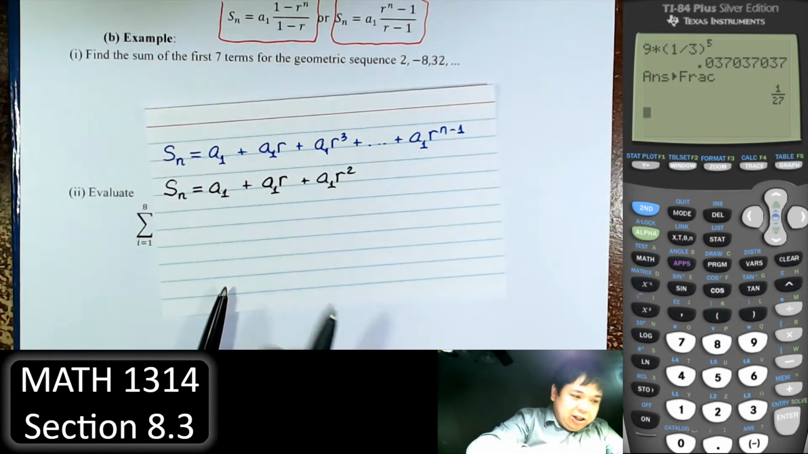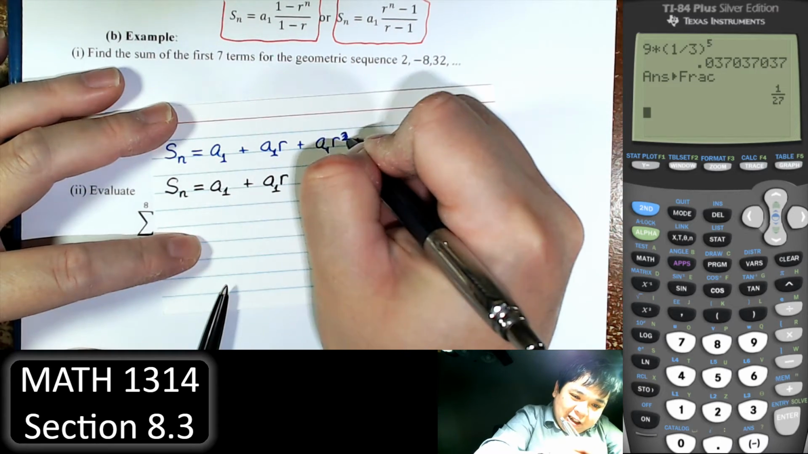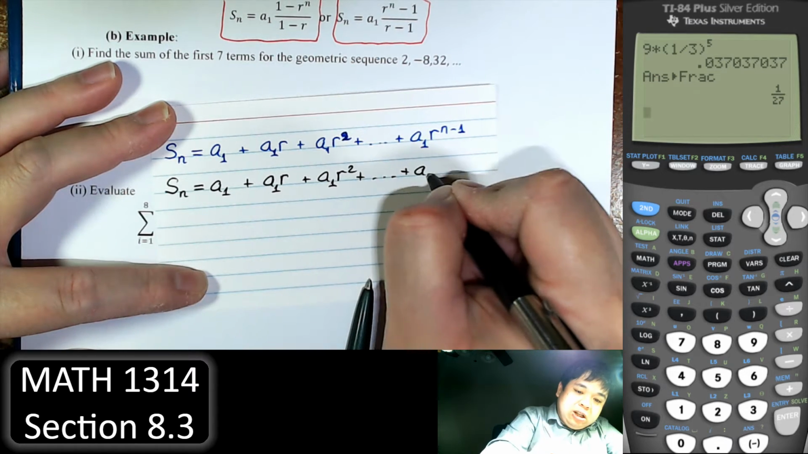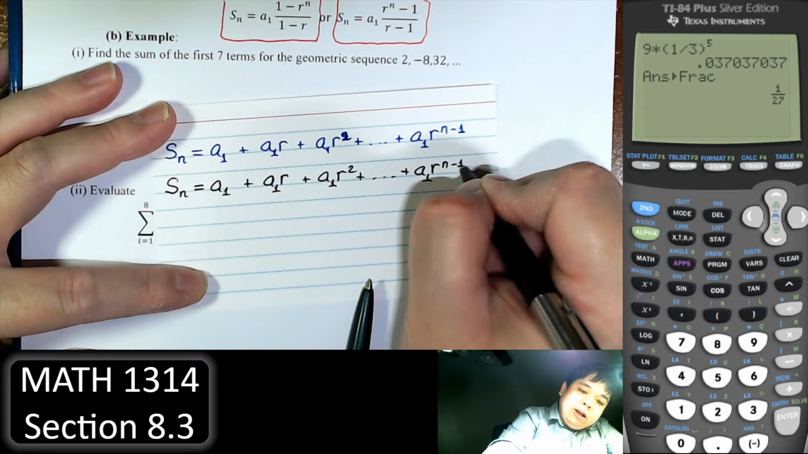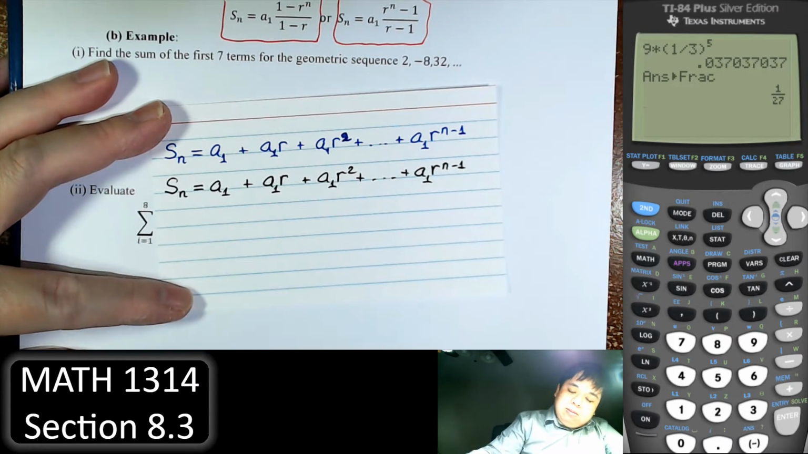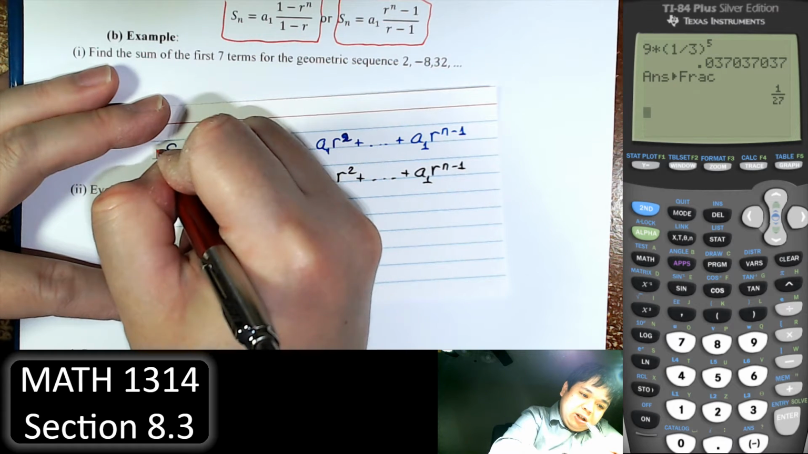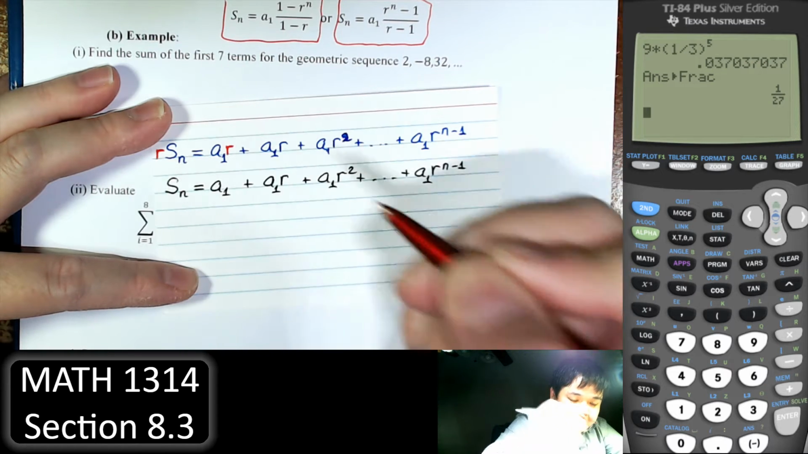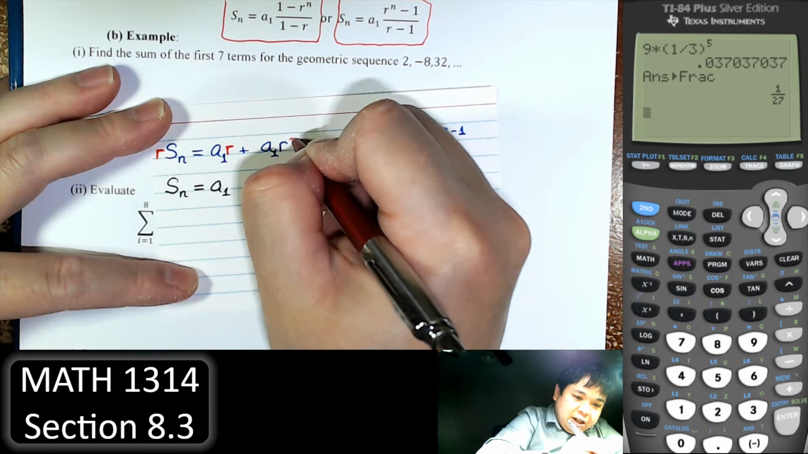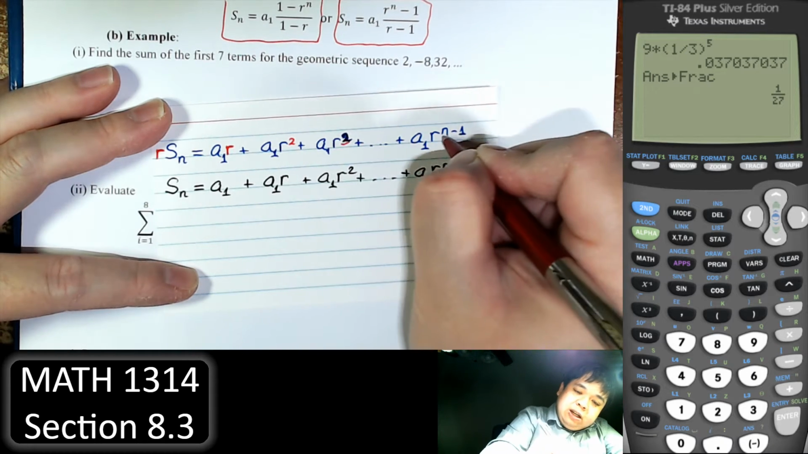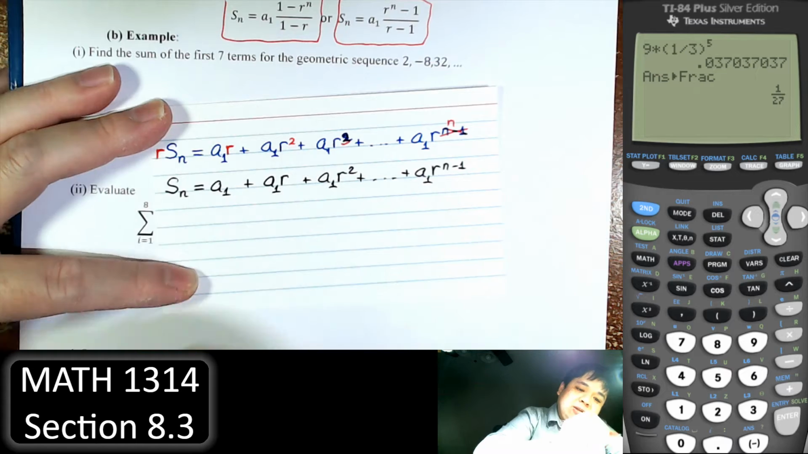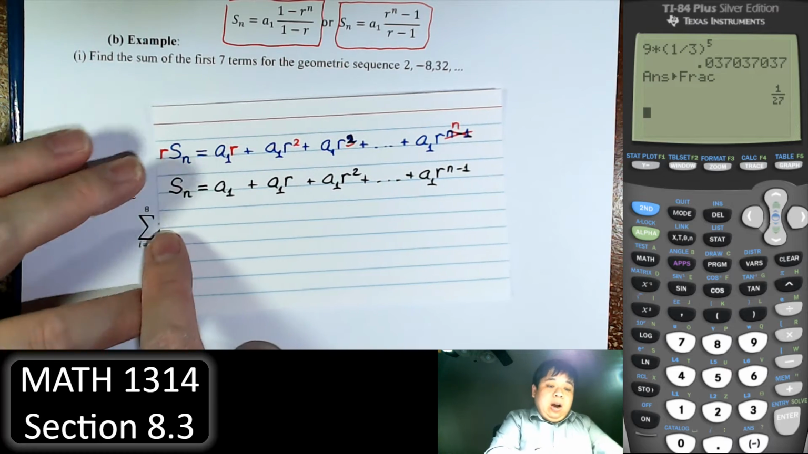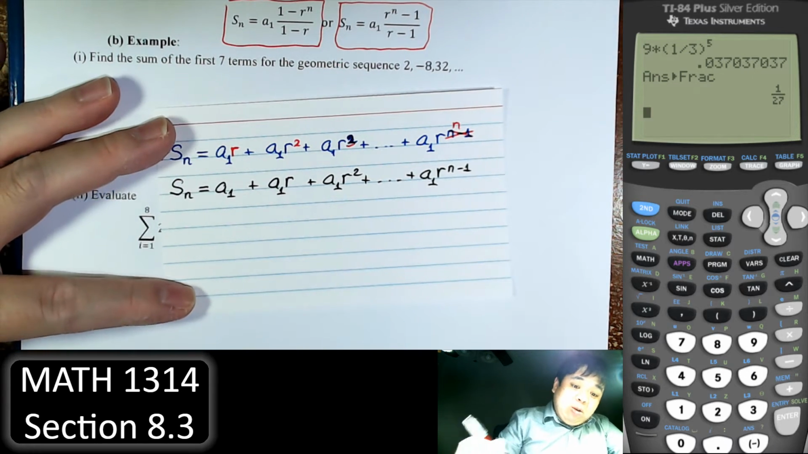Right, so this is just the same thing. Now what I do is I will multiply by r on both sides of the equation. If you multiply by r, you have that, and this to the second, this to the third, and the last term is to the n. Multiply everything by r, that's what we have. Now, the second equation, I multiply by negative 1, so turn this to negative.